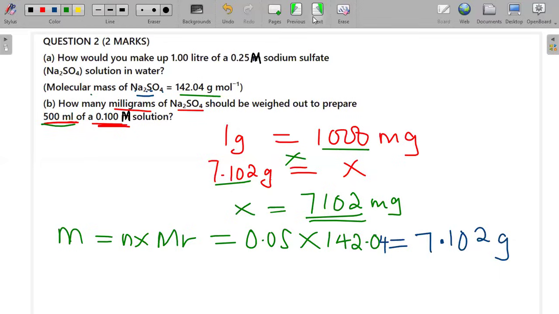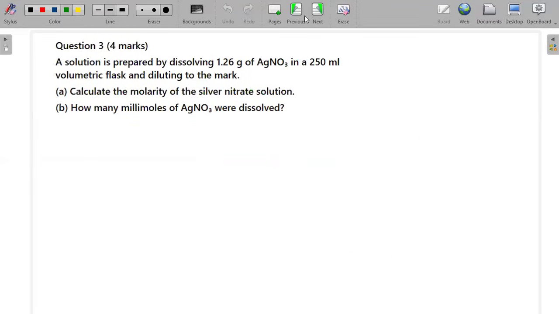Okay, let's look at the next question, which is question number 3. Okay, so question number 3, it's very simple. We just have to understand what is going on. So question number 3, they're saying a solution is prepared by dissolving 1.26 grams of silver nitrate in 250 mils, okay, volumetric flask, and diluting it to the mark. Calculate the molarity of the silver nitrate solution. How many millimoles of silver nitrate were dissolved?